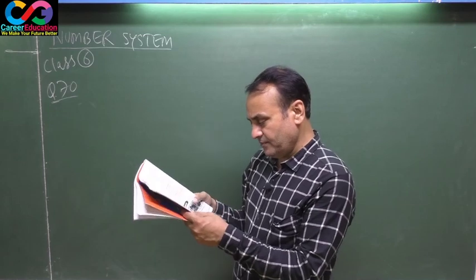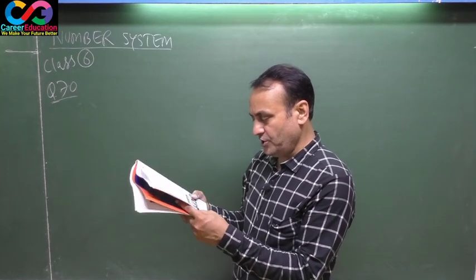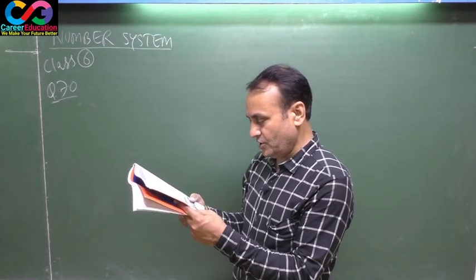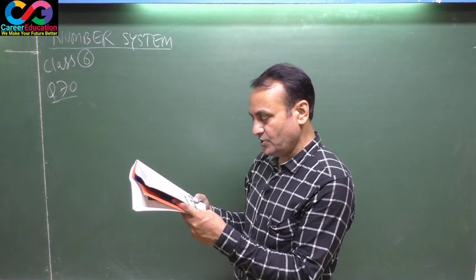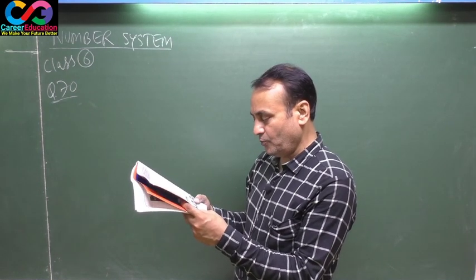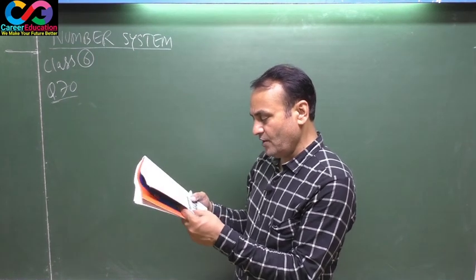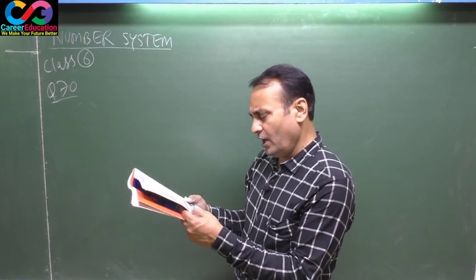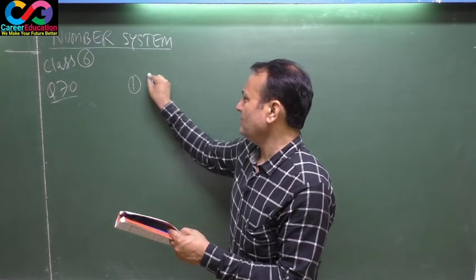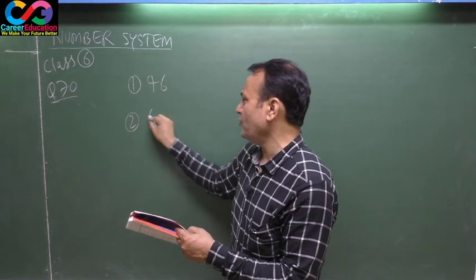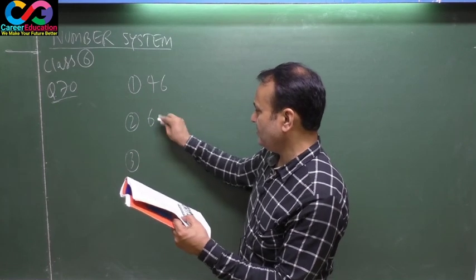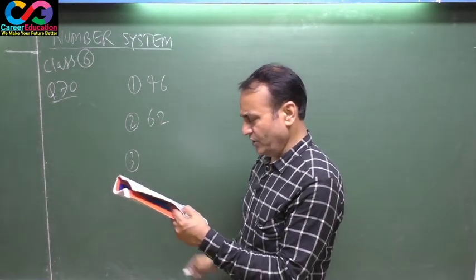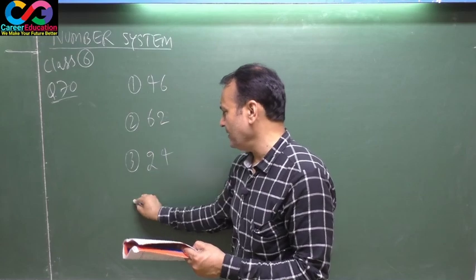What does it say? In a two-digit number, the unit digit is 2 more than the ten's digit. The product of the number and the sum of digits is 144. What is the number? You may go through the options. That will certainly be better for you. The options are 46, 62, 24, and none.